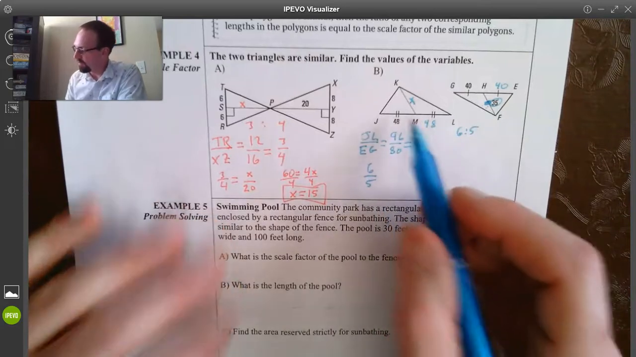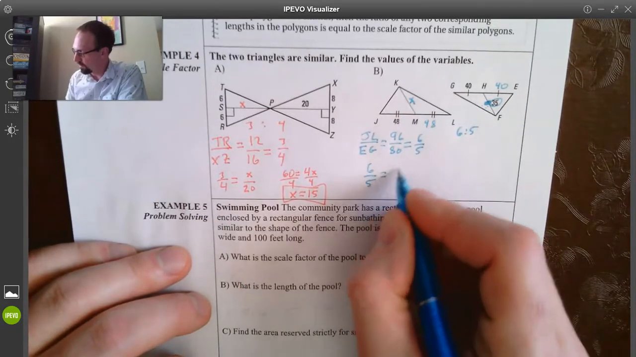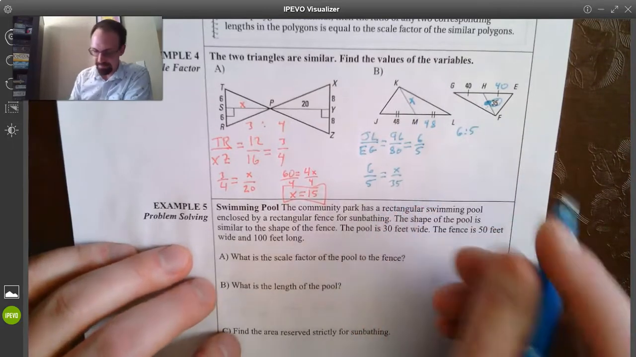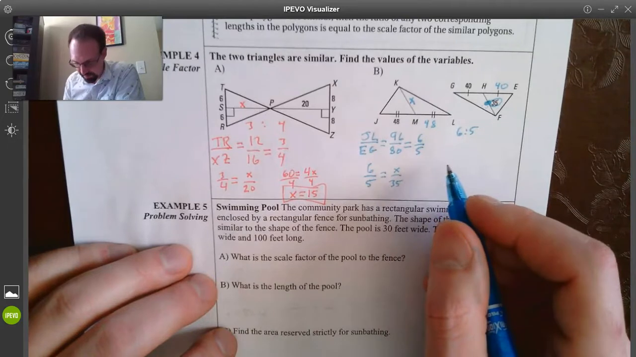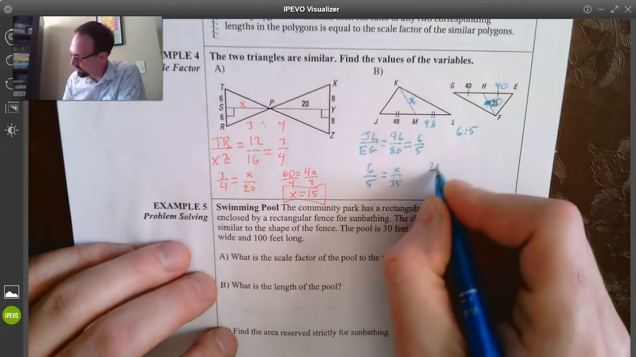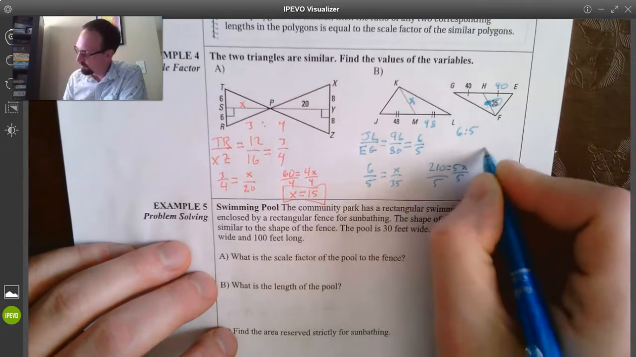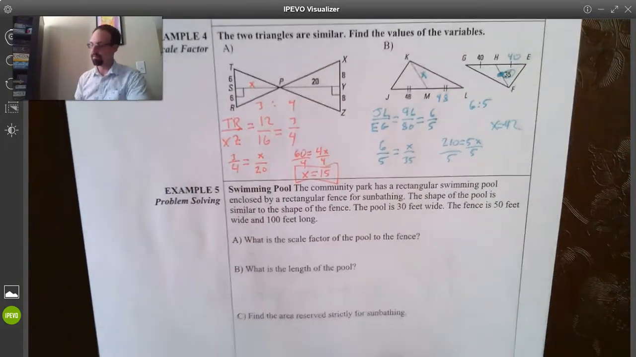which means if I set up my proportion, I'm going to have 6 to 5, and then it looks like my x variable is here with this first one. So I'm going to go here, and then 35 in the denominator for the second. Cross multiply, just like we've been doing. 35 times 6 is 210 equals 5x. Divide by 5 on both sides, and you get x equals 42. That's the answer to that one.